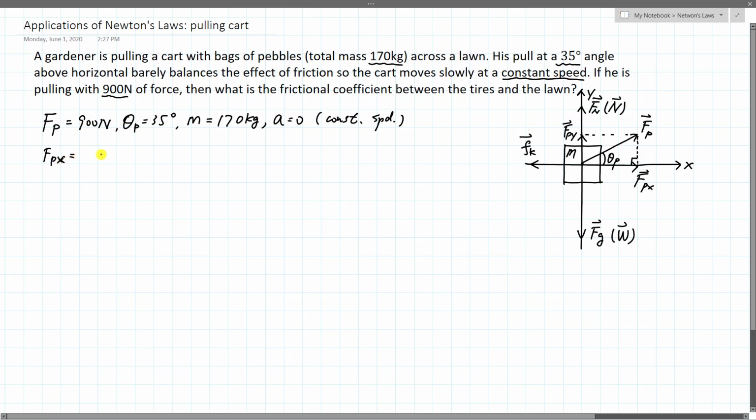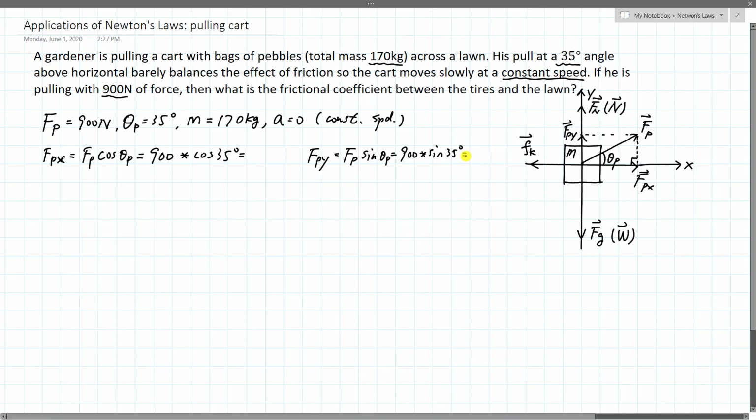This is Fpx, Fp cosine theta p. So it's 900 times cosine 35 degrees, and we'll find the value. We'll just keep on writing. Fpy equals Fp sine theta p, which is 900 times sine 35 degrees.